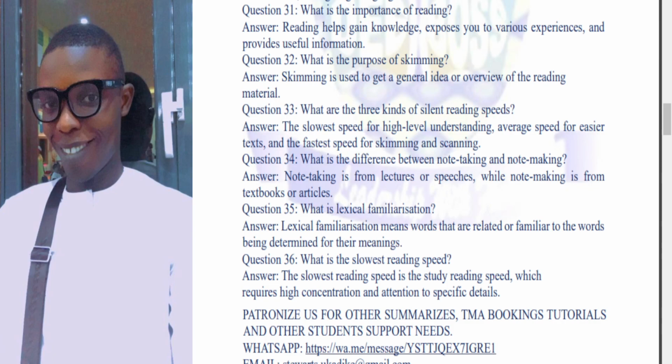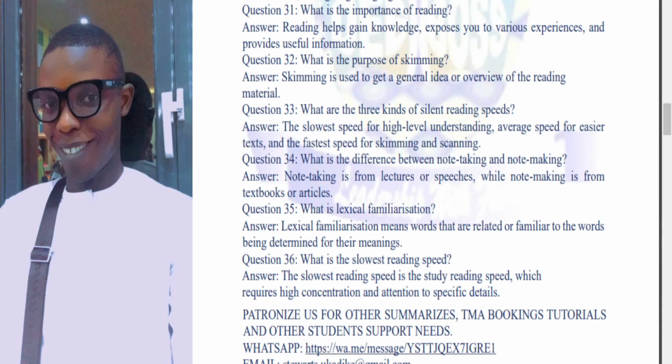Now, what are the different kinds of silent reading speed? In your course material, we have the fast, we have the slow, and we have the average reading speed. The answer to this question tells us we have the slowest speed for a high level of understanding. So when you want to understand everything in detail, not just get a general overview or idea, you use the slowest speed for reading.